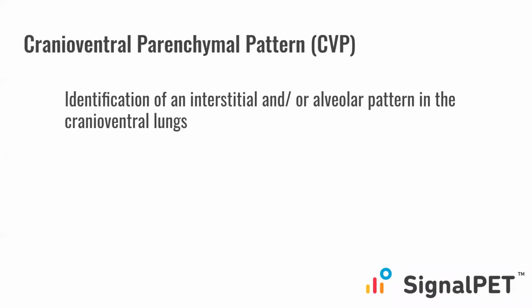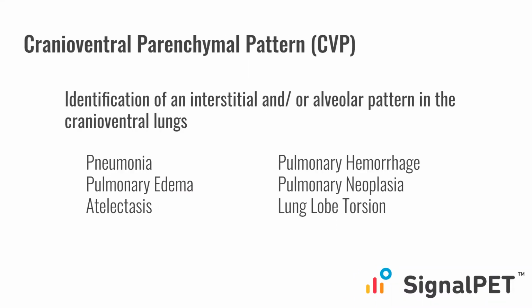Okay. So we'll first talk about cranioventral parenchymal patterns. A cranioventral parenchymal pattern is identified when there's either an interstitial and or alveolar pattern in the cranioventral lungs. The primary differentials for this typically are pneumonia. Pneumonia is by far the most common reason that we see this.